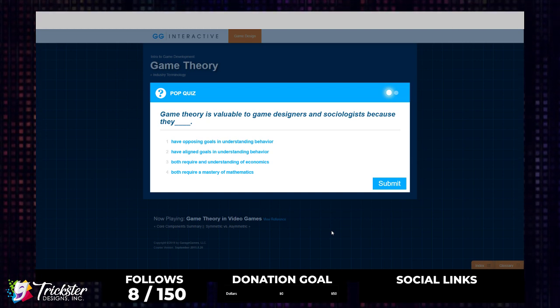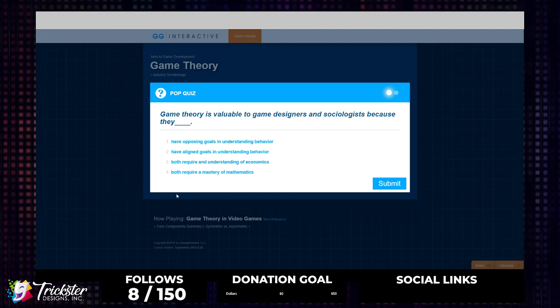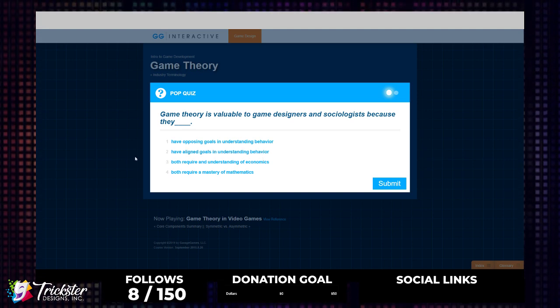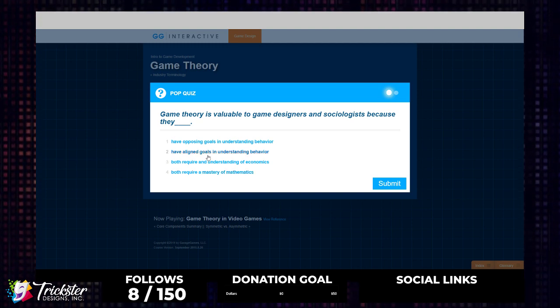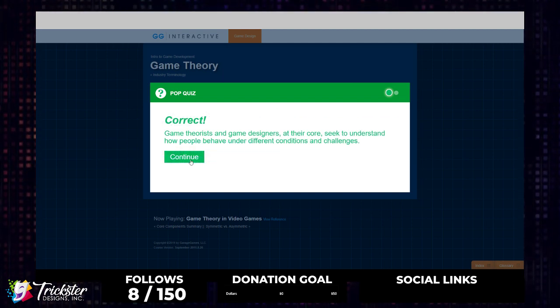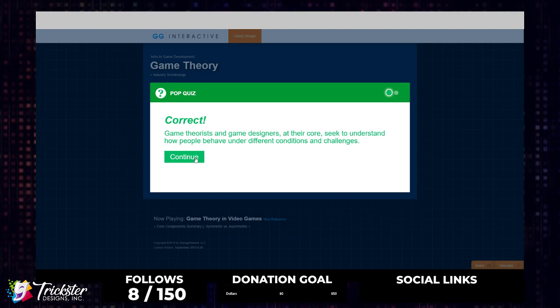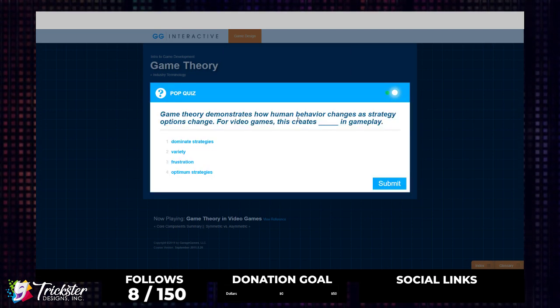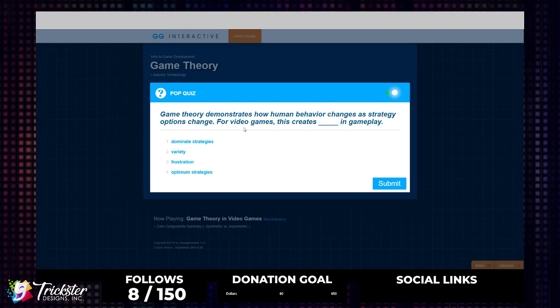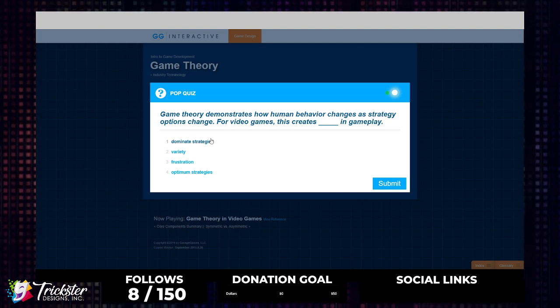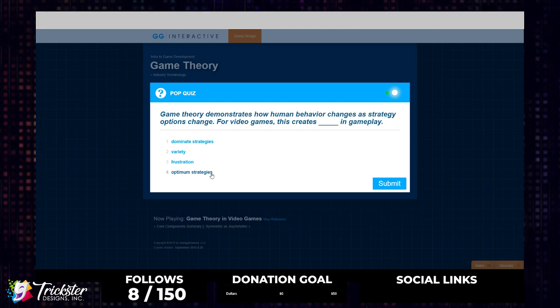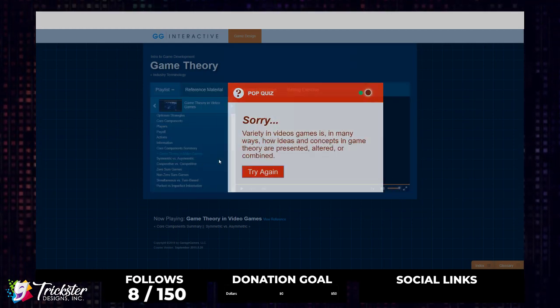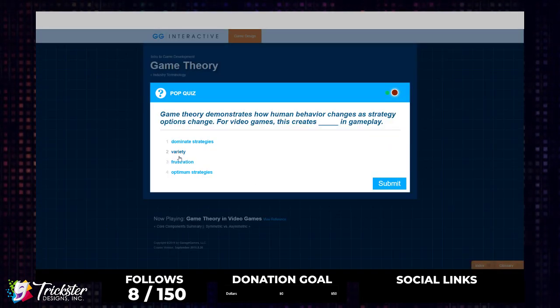Alright, so game theory is valuable to game designers and sociologists because they have aligned goals in understanding behavior. Both require and understand economics, both require a mastery of mathematics. Game theorists, not MatPat, and game designers, at their core, seek to understand how people behave under different conditions and challenges. Game theory demonstrates how human behavior changes as strategy options change. For video games, this creates, I almost want to say dominant strategies, but I'm going to say optimal strategies, as we have, variety in gameplay.